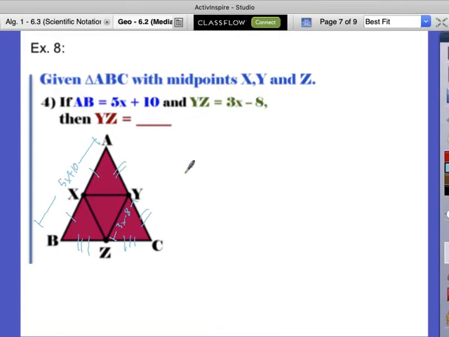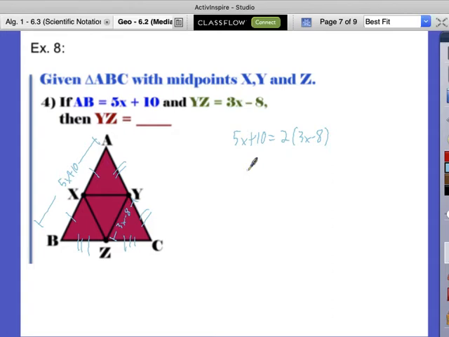How could we find YZ? Well, we need to find x first, so how can we find x? Sarah, you put 5x plus 10 is equal to 2 times 3x minus 8. Very good. 5x plus 10 is equal to double, or 2 times the quantity of 3x minus 8. We have to make sure we do 2 times the quantity, in parentheses, the whole thing. Yeah, that'd be exactly right.